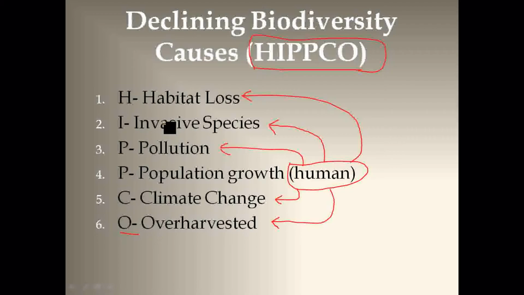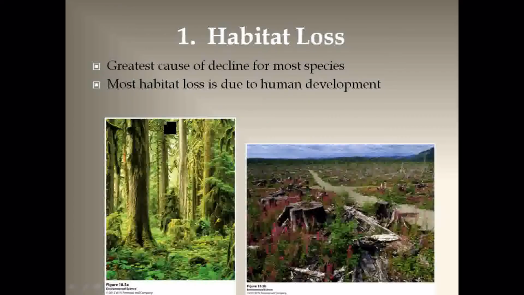Alright, so let's start with habitat loss. Habitat loss happens in a couple of different ways. First of all, it is the single greatest cause of decline for most species. You take away their home, where are they going to live? These organisms are not smart. They can't just pack their bags and go somewhere else to live. They live where they live.